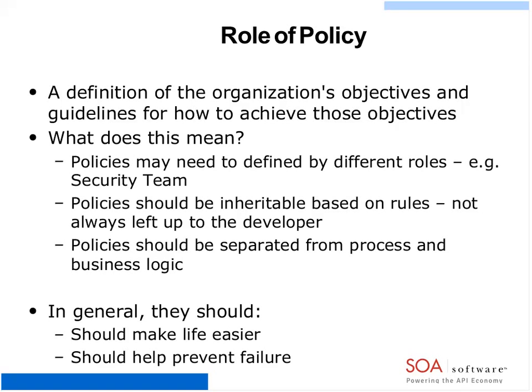So policy needs to be abstracted from API development, and in general, it should make life easier, and it should help prevent failure. If you leave it up to the developer, it's going to make the developer's life harder. He's going to be sitting there, or she's going to be sitting there, scratching their head, trying to figure out what to do with an OAuth policy. And it should help prevent failure. I mean, things like PCI are so critical here when you think about the cost of a potential failure or the cost of not assigning a policy. And it's just too dangerous to leave that necessarily in the hands of the developer.